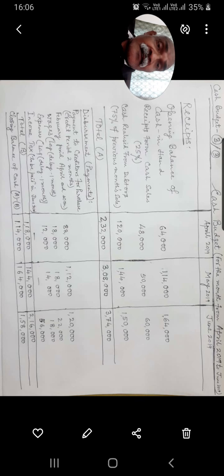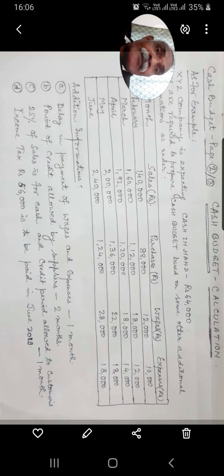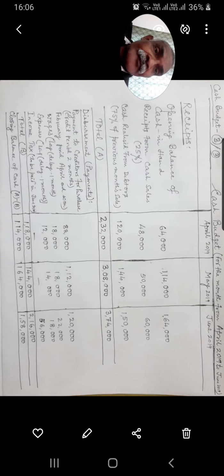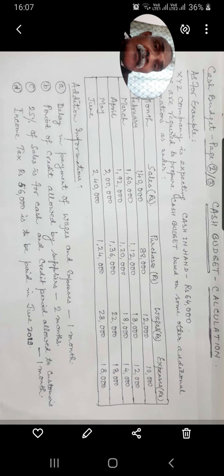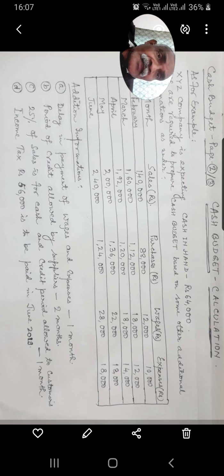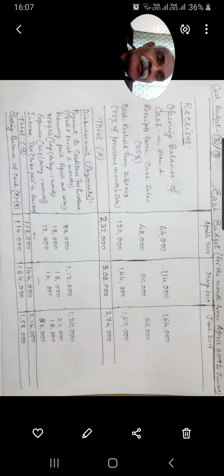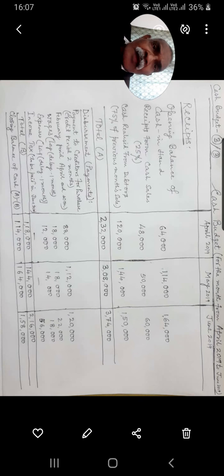Wages, there is again a condition, additional information is given. That is, the delay in payment of wages and expenses is 1 month. So in the month of April, wages of which month will you pay? Obviously, with a 1 month delay, it means the wages of March you will pay in the month of April. Wages of March is how much? It is 18,000 rupees. So 18,000 rupees you will pay in the month of April.